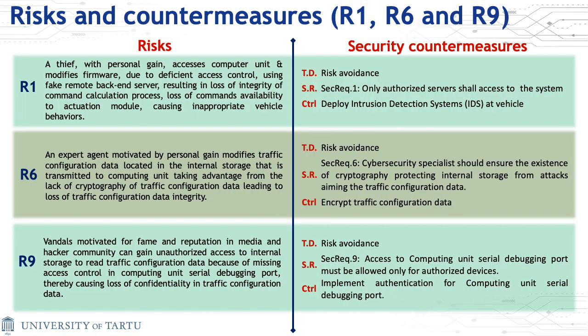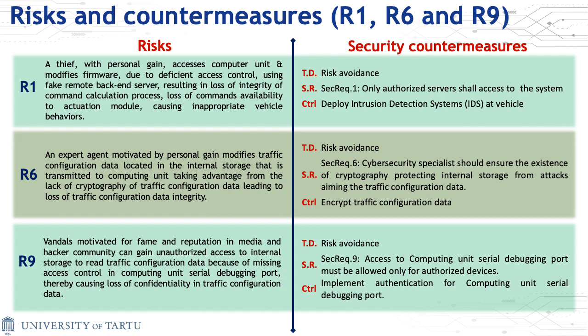This is an overview of 3 risks analyzed. The slide characterizes what decisions, requirements, and controls should be defined and implemented in order to mitigate these possible risks. So let's start. For the risk 1, unauthorized access to computer unit and modification of the firmware leads to loss of integrity of command calculation process and loss of the command's availability. So the treatment decision is risk avoidance and security requirement: only authorized servers shall access the system, and the control is to deploy an intrusion detection system.